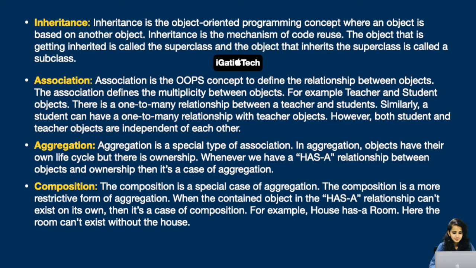And the last one is composition. The composition is a special case of aggregation. The composition is a more restrictive form of aggregation. When the contained object in the has-a relationship can't exist on its own, then it's a case of composition. For example, house has a room. Here the room can't exist without the house.